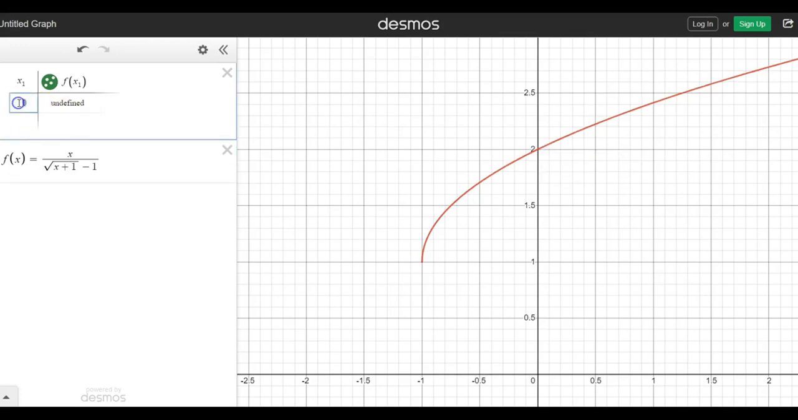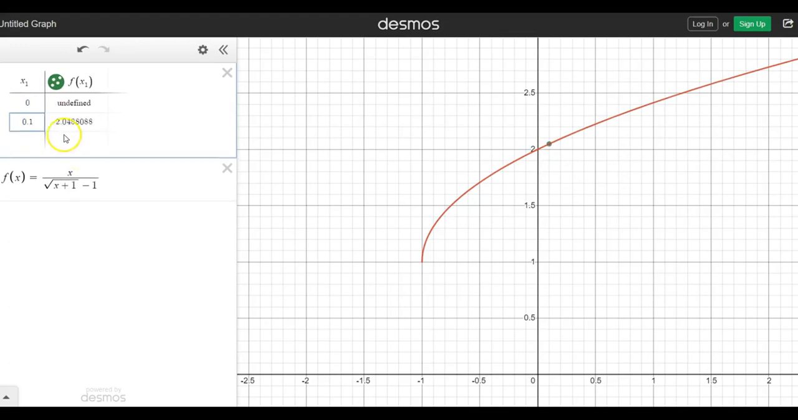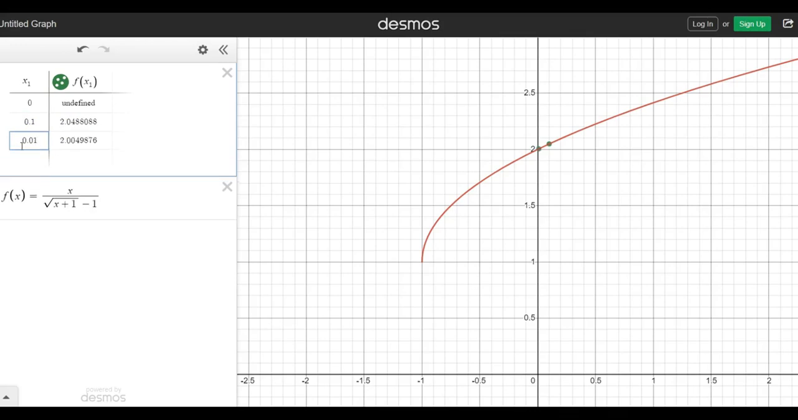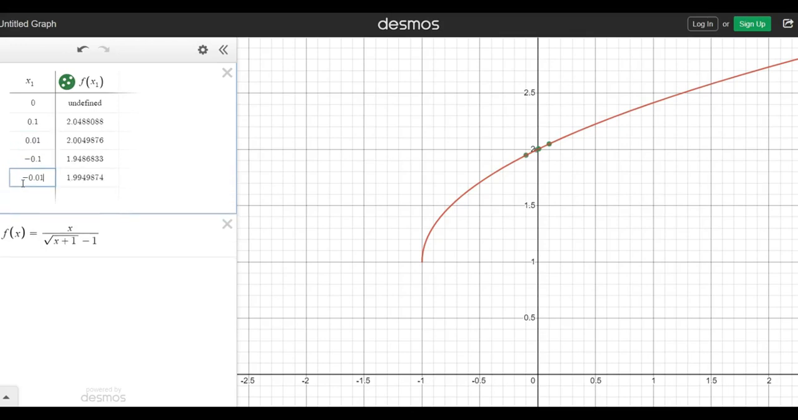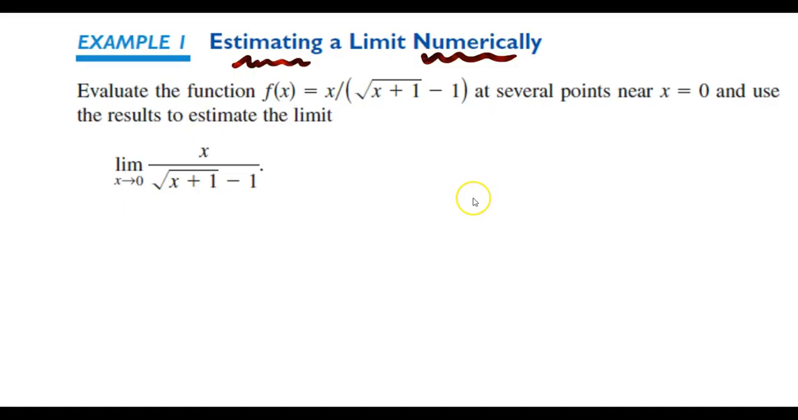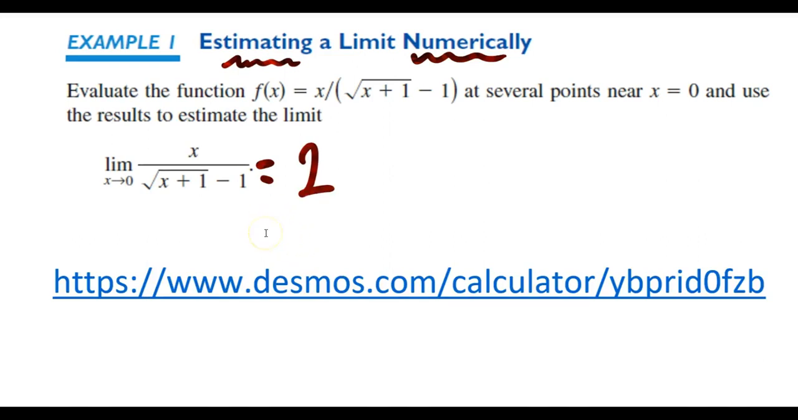But as we are approaching 0 from the right, so this number is greater than 0, like 0.1, we're getting something like 2. If we get a little bit closer, 0.01, we're getting even closer to 2. And if we approach 0 from below, so we get negative 0.1, and negative 0.01, we are getting even closer. With all of that, what we have is that this limit is going to be a number, and that number is 2.